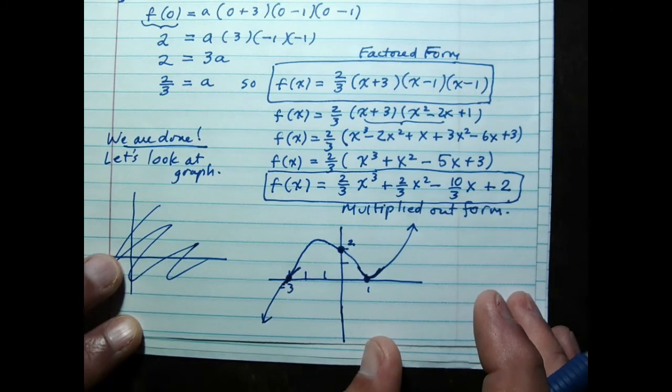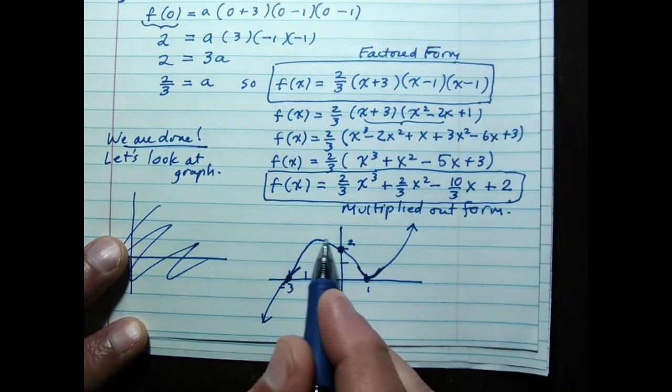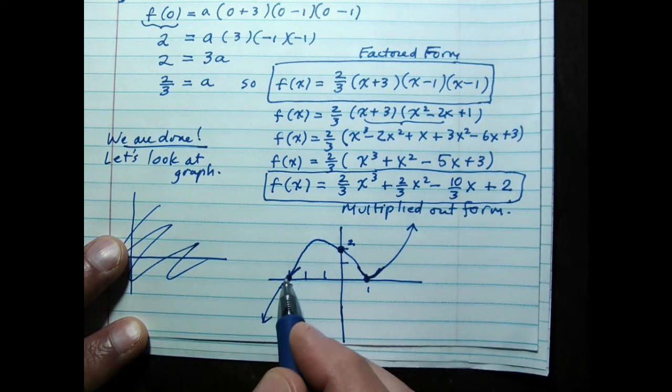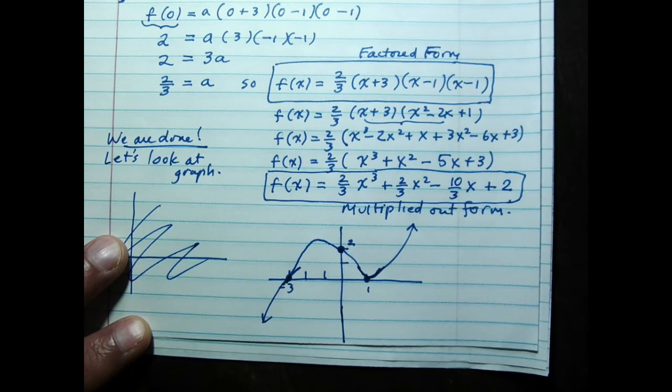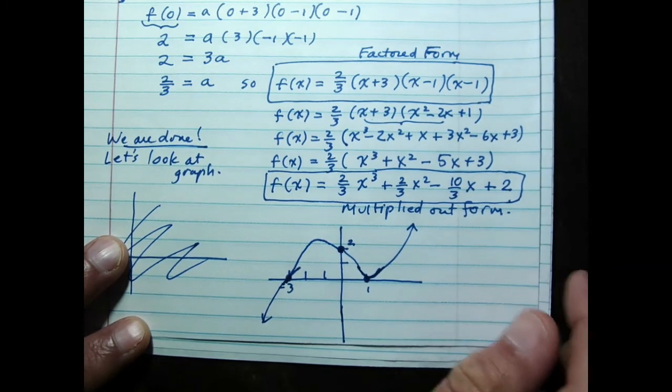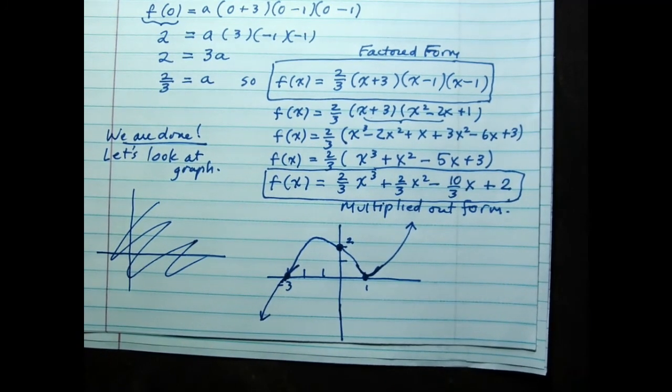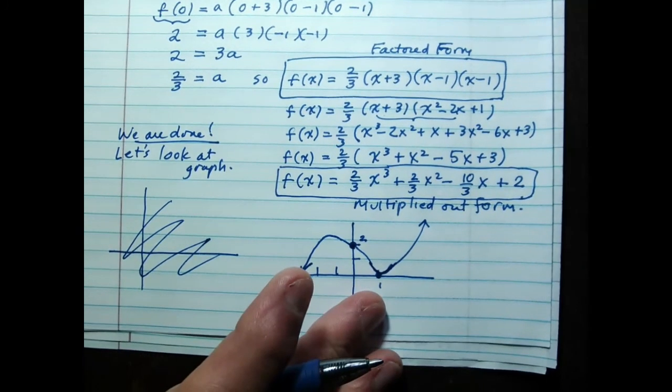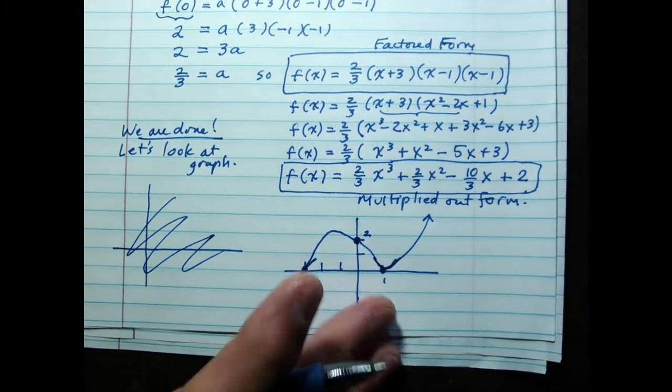We do know a lot about the graph, but we'd either have to plot more points or check Desmos to see this little hump here. This turnaround point, we don't have any easy way of finding. So there's that 3rd degree polynomial graph. Again, just extra. We didn't have to do the graph as part of the problem. The graph is just extra.